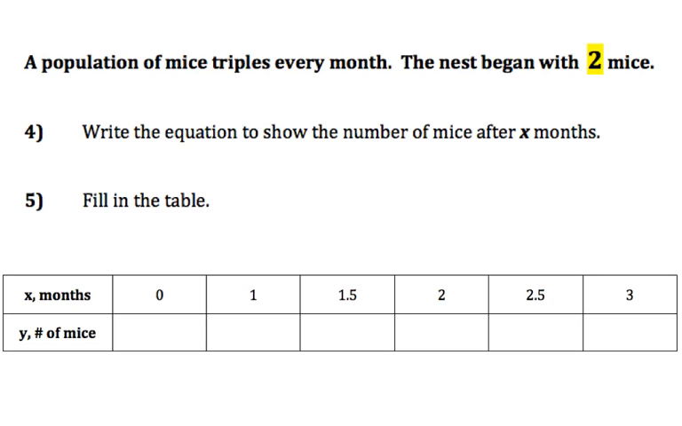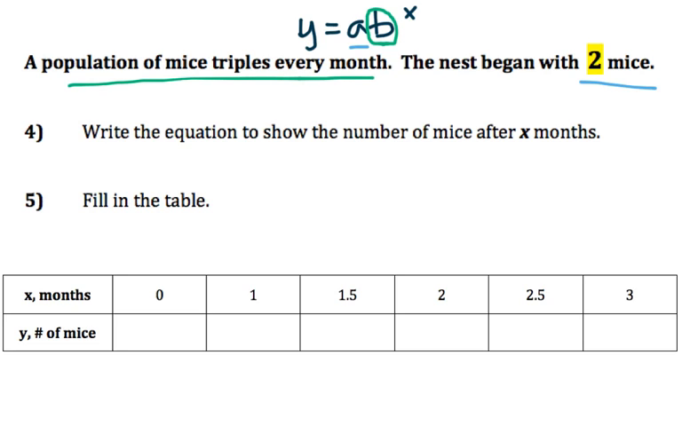Notice we don't have any percentages, so we're going to write this in general form, which is y equals a times b to the xth power, where a is our initial value, and that initial value is 2 mice in our situation. And b is our growth or decay factor, and that is 3, because the population of mice triples every month. So we substitute these values in, and our equation is y equals 2 times 3 to the xth power.